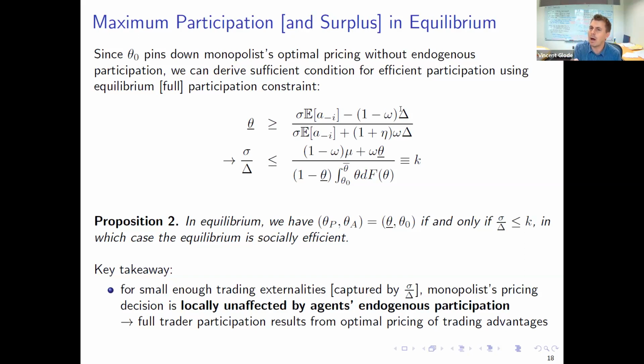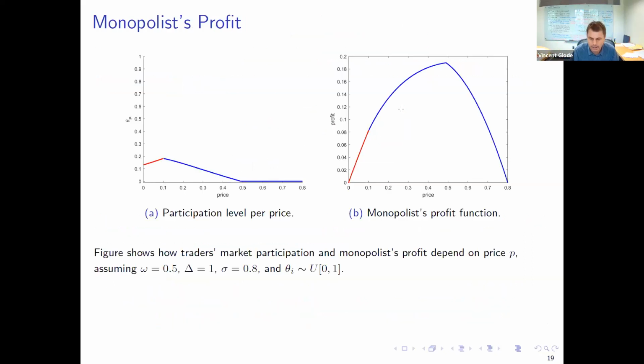These trading advantages are small, and what will end up biting is not the endogenous participation, but just the typical price quantity elasticity of the monopolist. So if the externality is small, we're back to the standard monopolist problem, right? Here I can show you what it looks like. If you look at panel B, this is the profit function for different prices. And you can see that the optimal price is here. It's roughly almost 0.5. That's the optimal price for the monopolist.